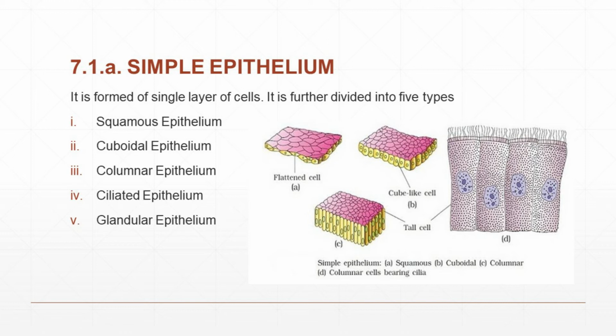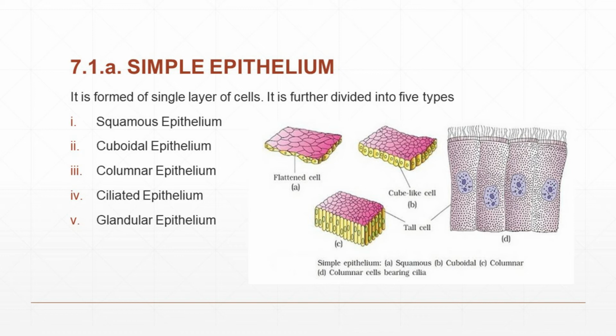The next type of simple epithelium is columnar epithelium. It is composed of a single layer of slender, elongated and pillar-like cells. Their nuclei are located at the base. It is found lining the stomach, gallbladder, bile duct, small intestine, colon, oviduct and also forms the mucous membrane.